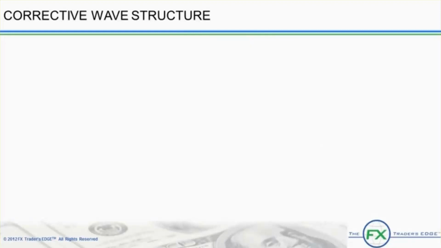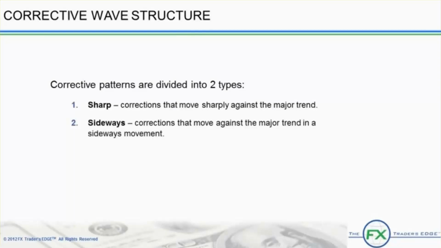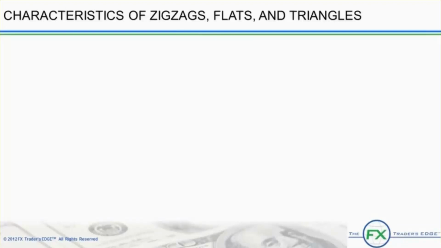Let's begin delving into this ABC corrective sequence a bit further. Corrective patterns are divided into two types: sharp, which are corrections that move sharply against the major trend, and sideways, which are corrections that move against the major trend in a sideways movement. There are three types of corrective patterns: zigzags, flats, and triangles.